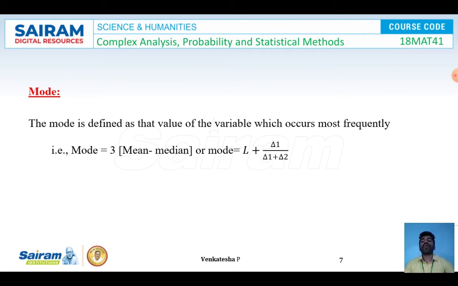Mode. The mode is defined as the value of the variable which occurs most frequently. That is, the mode is given by mode is equal to 3 times of mean minus median, or mode is equal to L plus delta 1 divided by delta 1 plus delta 2.